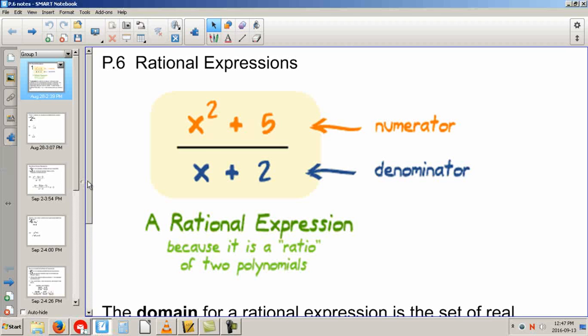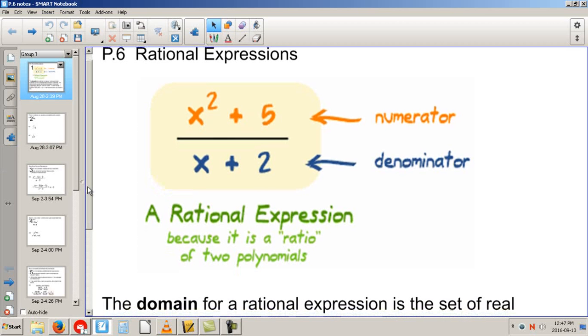Okay, today we're going to be working with P.6. It's the last section in chapter P. We're working with rational expressions. A rational expression is called a rational expression because it has a ratio of two polynomials.